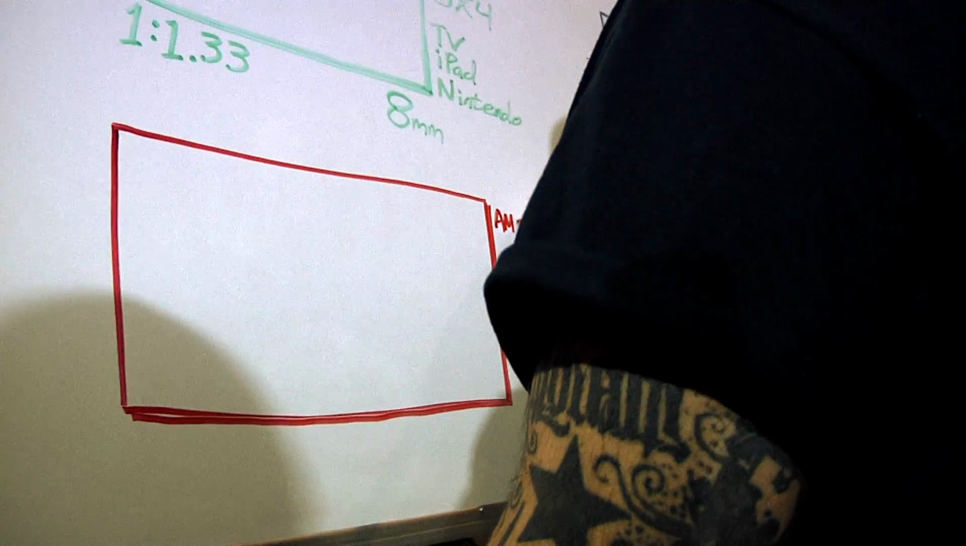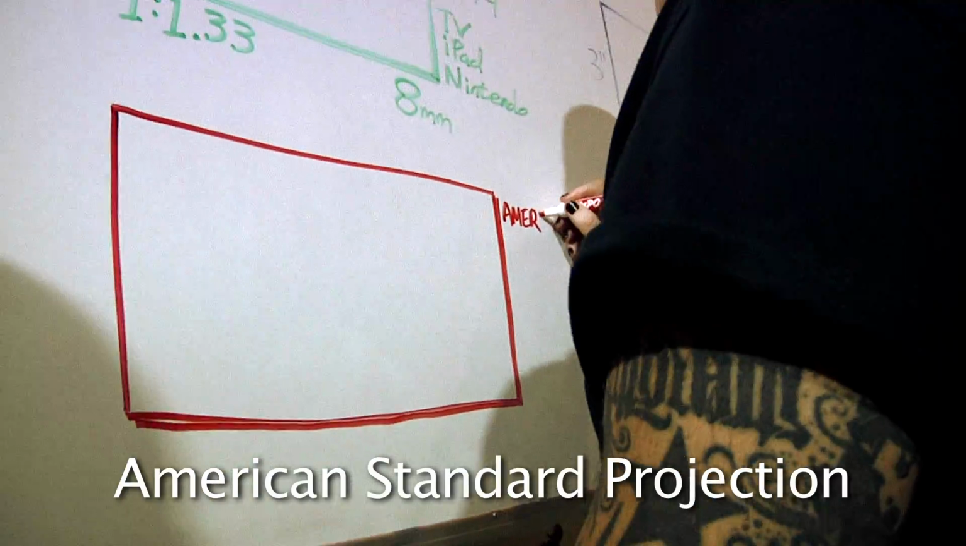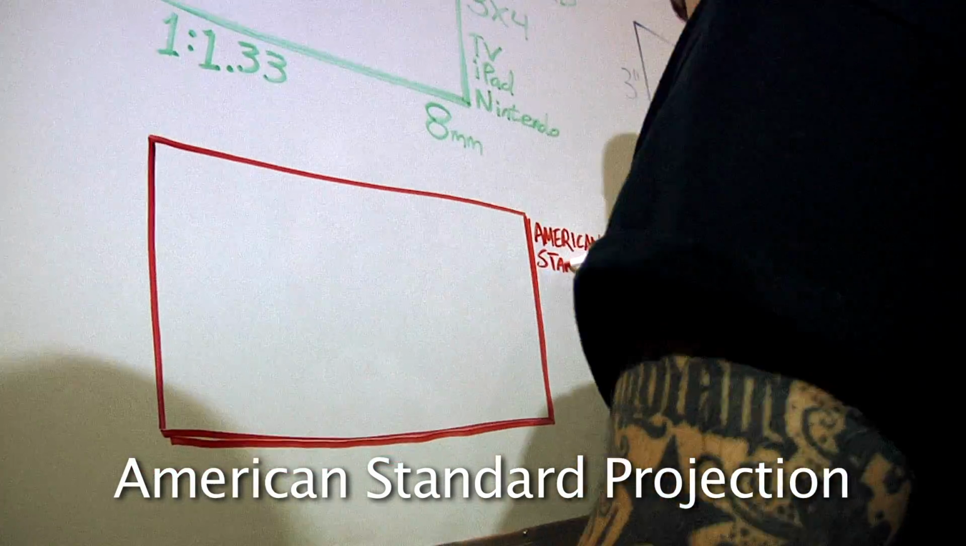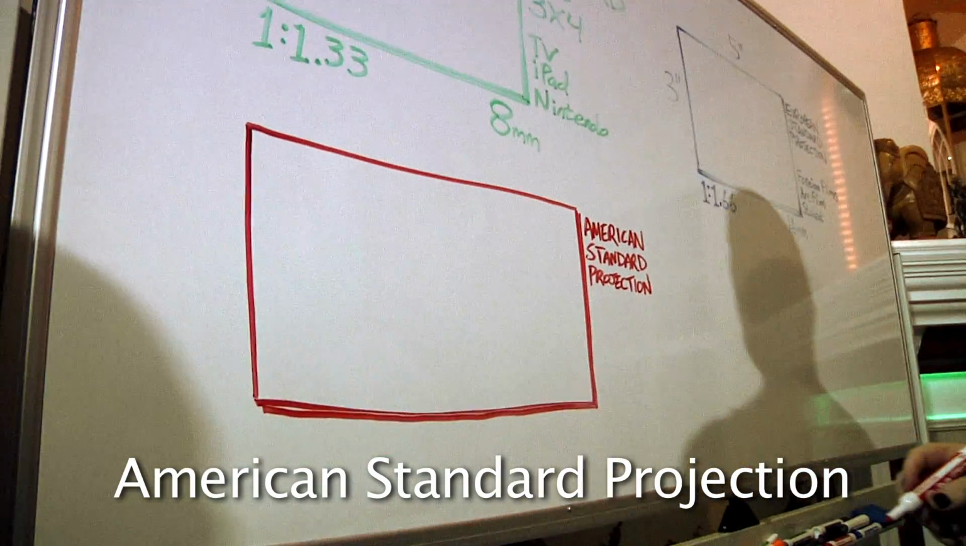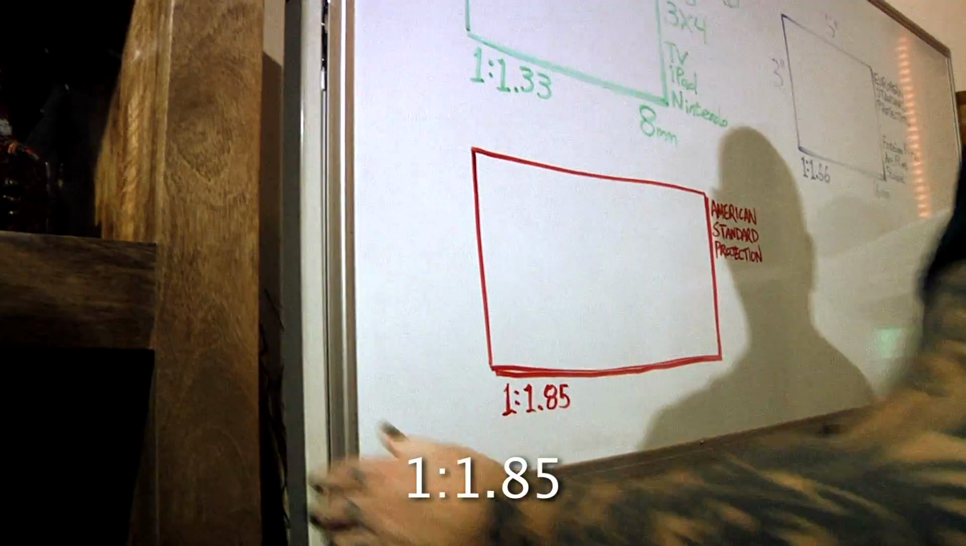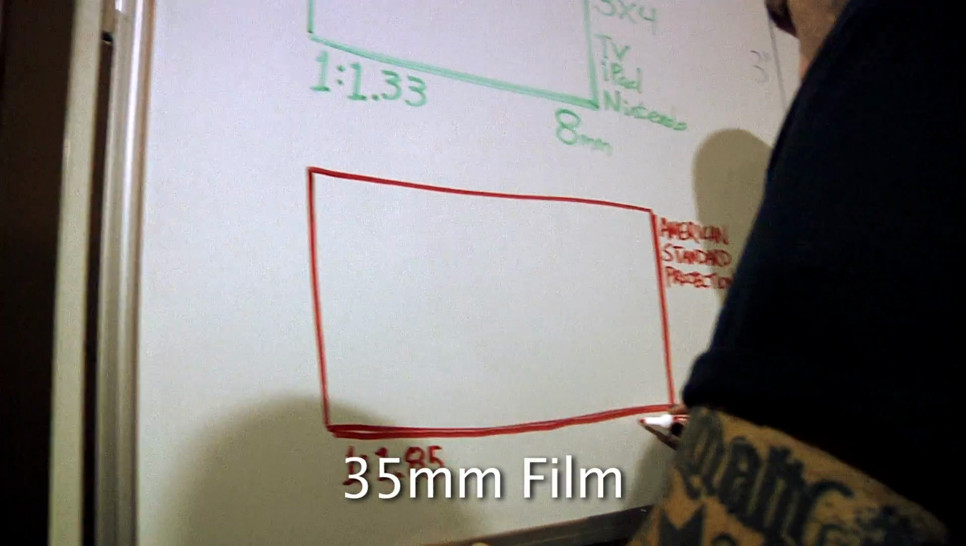ratio. This one's called America. Heck yeah. American Standard Projection. And this is 1:1.85. This was created with the advent of 35mm film.